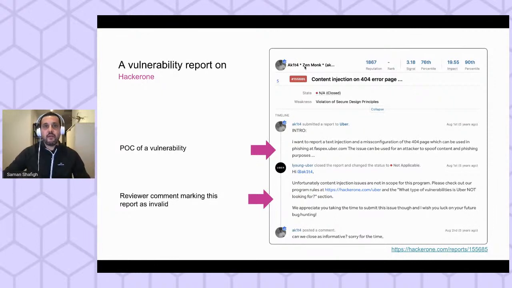security professional, the content of the report, and the comment from the reviewer, which in this case is rejecting this report as not applicable.